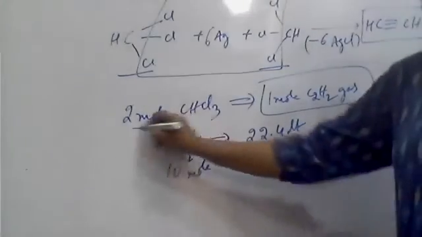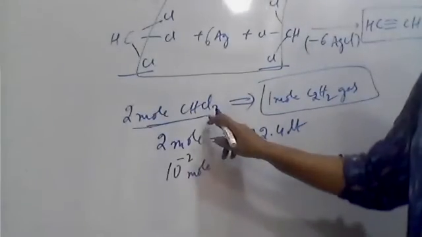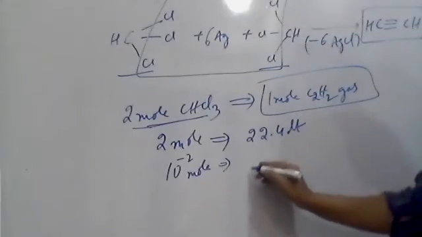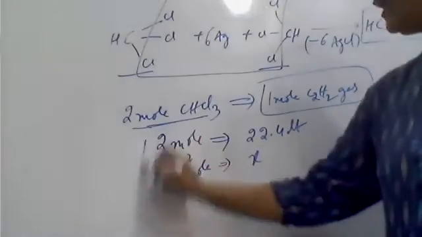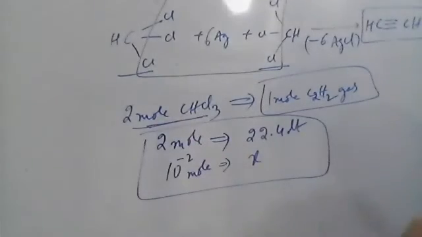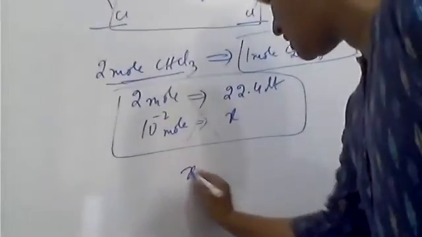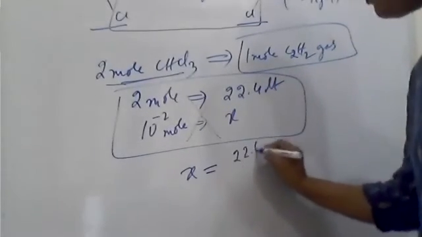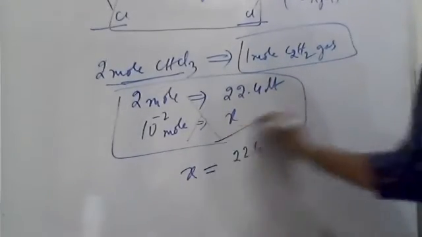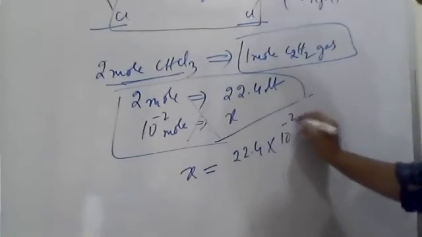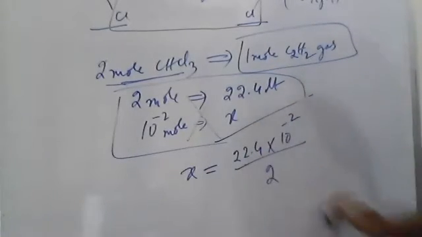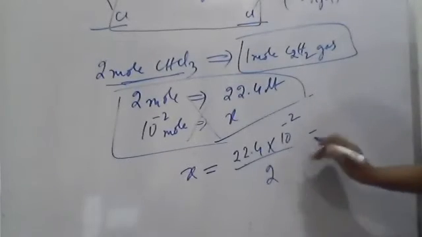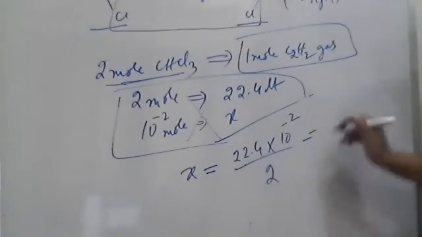So here, 0.01 moles of chloroform gives how many liters of acetylene? I don't know, you have to calculate. How do you calculate? By crisscross. So you want x here. See beta, x is equal to 2 into 22.4 liters into 10 power minus 2, divided by 2. So what is the answer, beta? First do 22.4 by 2. What is this one?